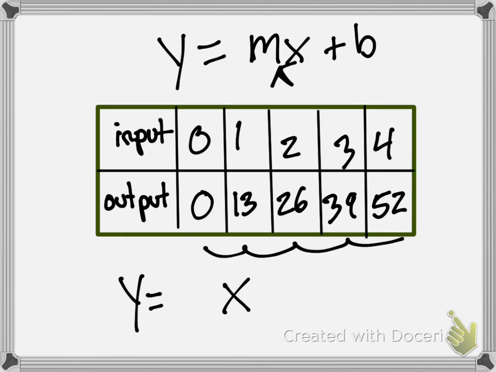So in this problem, how much do I increase by every time? Daniel? 13. I'm going up by 13, which means it's going to become 13x. Then this plus at the end is going to be the y value, our output, when x is 0. What is our y value when x is 0? It's 0. Do I need to write plus 0? No. My answer is y equals 13x.